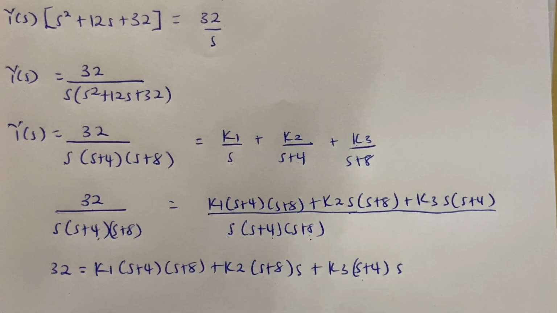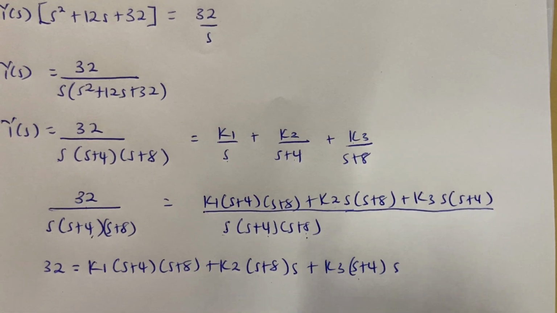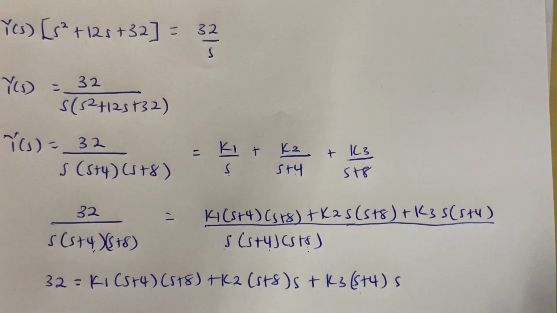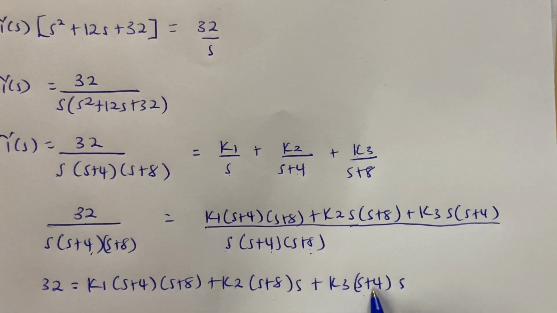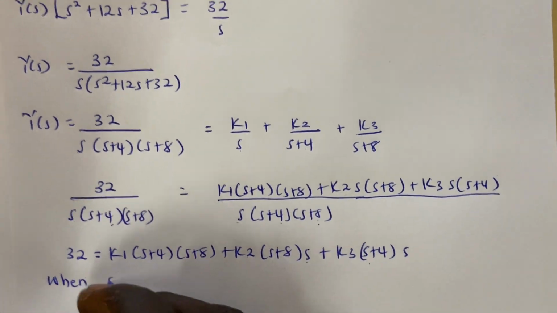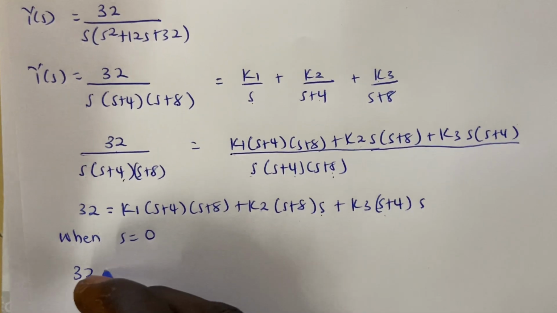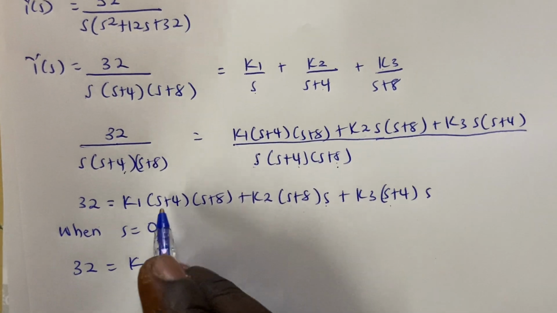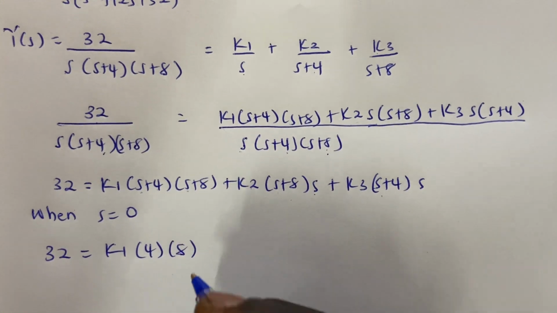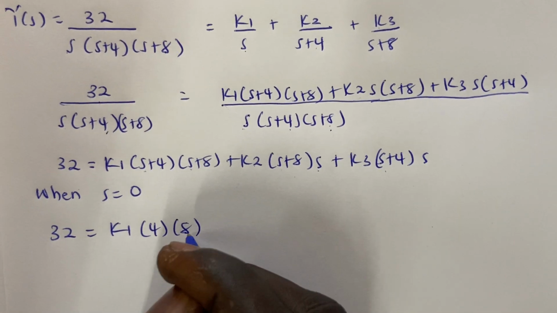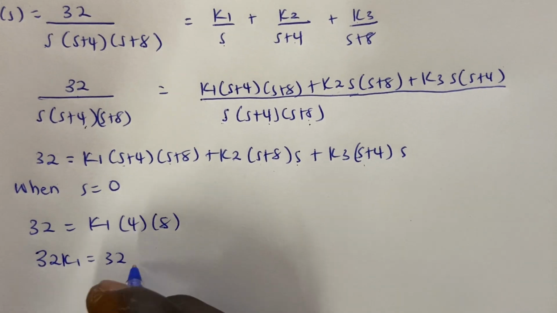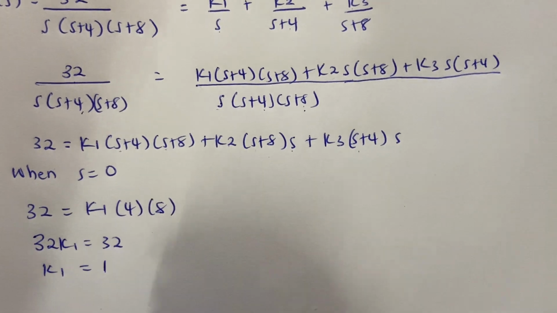So now we are going to pick particular values of s that will make each of these constants stand alone. First of all, we deal with s equal to 0, because when s is equal to 0, this will go away and this will also go away, and we can find k1. So when s is equal to 0, we get 32 is equal to k1 into brackets: here is going to be 0, so we get just 4, and this one will go to 0, so we get just 8. So we get 4 times 8, which is 32. So 32 k1 is equal to 32, and when we divide, we get k1 to be 1.